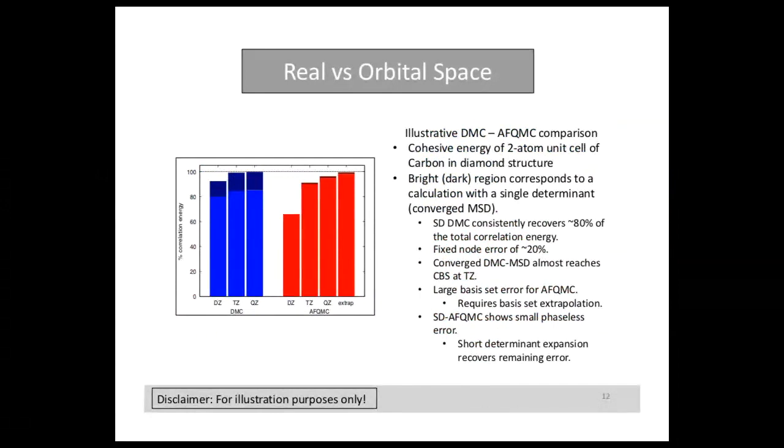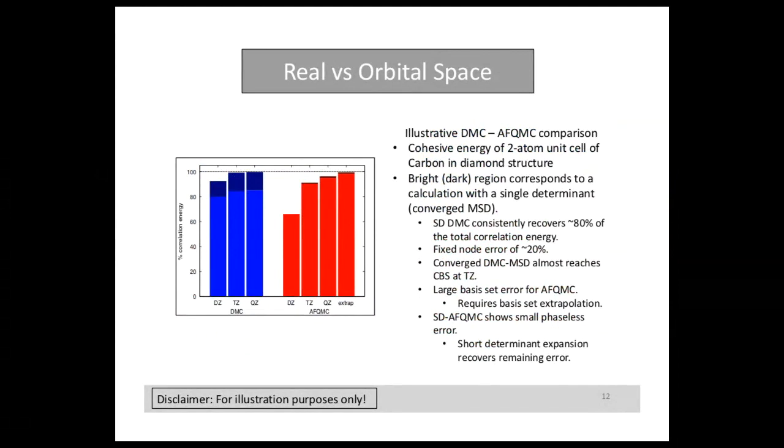The bright part of the bar represents single determinant results. The darker part represents converged multi-determinants. That means in DMC, millions of determinants until you see the error doesn't change anymore, and in AFQMC it would typically mean a few hundred determinants until we're converged. What we're plotting is the percentage of the correlation energy that you're recovering. And you have different basis sets, double, triple, quadruple, and the basis set extrapolation. So there are two salient features.